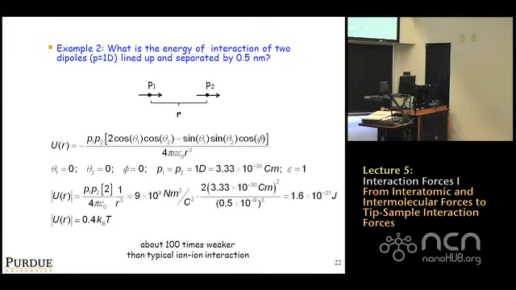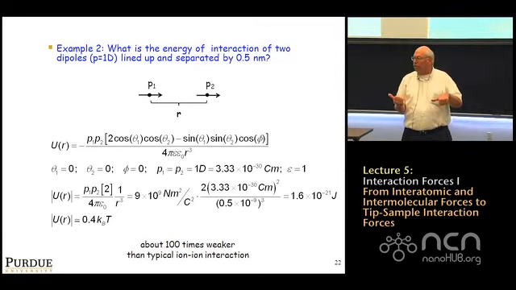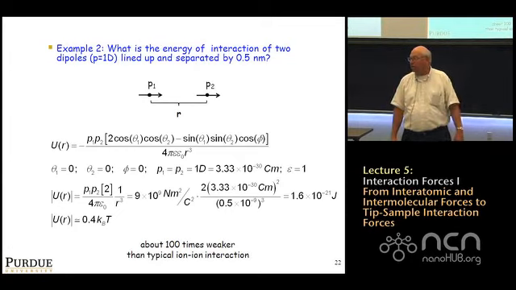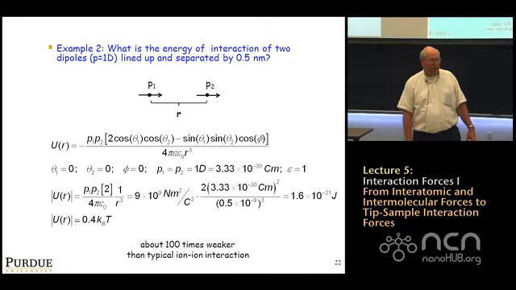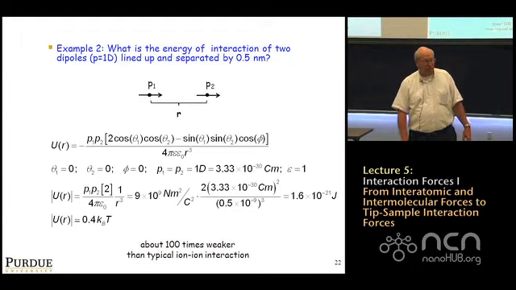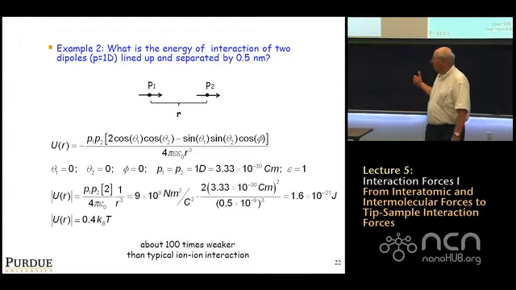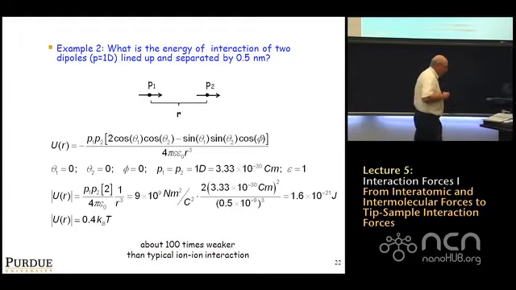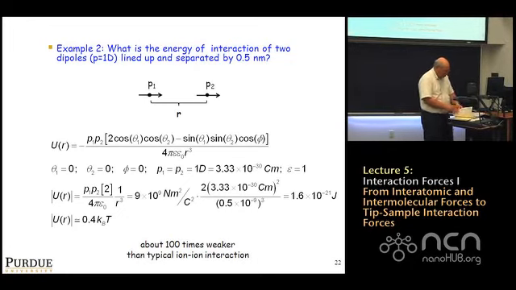And so that would mean that at room temperature, these two dipoles lined up in this way, separated by this distance, would be influenced by thermal fluctuations, because thermal energies are on the order of the electrostatic interaction energy. Okay, so this is an example of a weak interaction. Just two models.